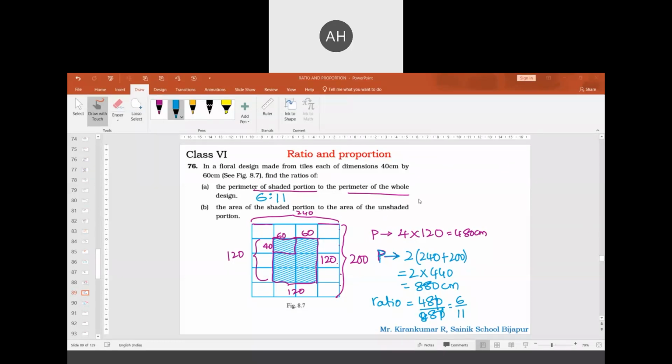How many are there? 6 are there. Sir, 120 into 120 is 6 are there. 40 into 60, 6 times. Area of 40 into 40 is 60 into 60 into 6.